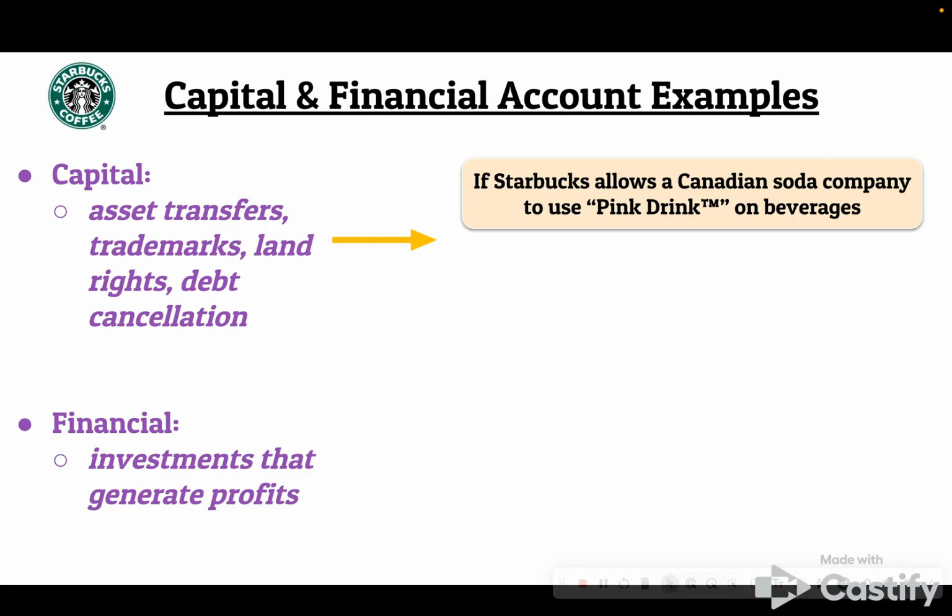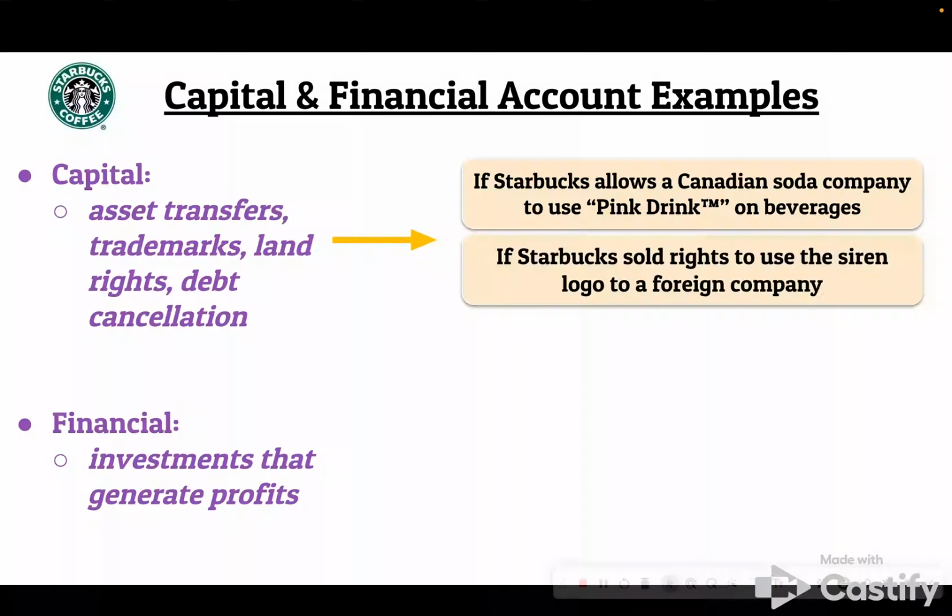And the soda company said, we'd love to sell a soda that's modeled after your pink drink. So if Starbucks allows them to purchase that name for their product, that would be money, that would be a credit for the US coming in. The next example would be if Starbucks sold the rights for somebody to use their classic siren logo on an item that they were selling in another country.